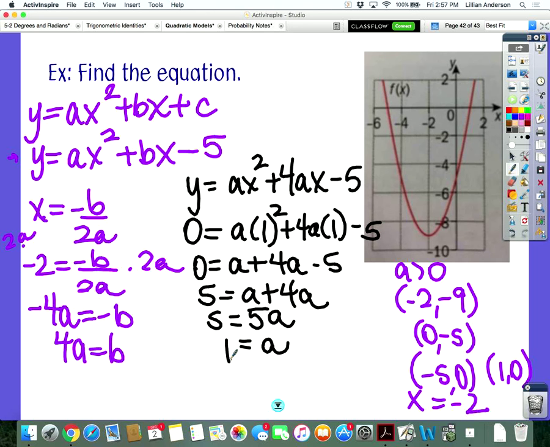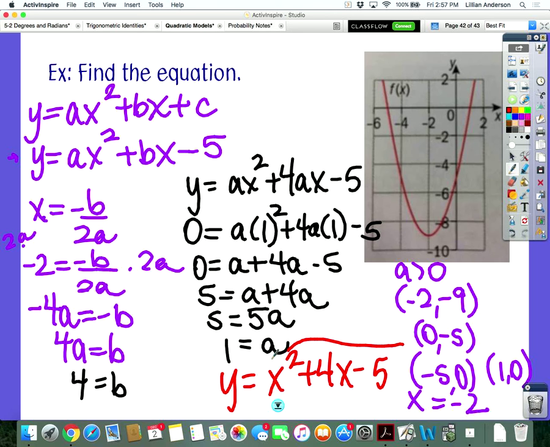A is positive, so that verifies the whole pointing up thing. And if a is 1, b is 4. There's my equation. Y equals, or f of x equals, 1x squared plus 4x minus 5. Questions?